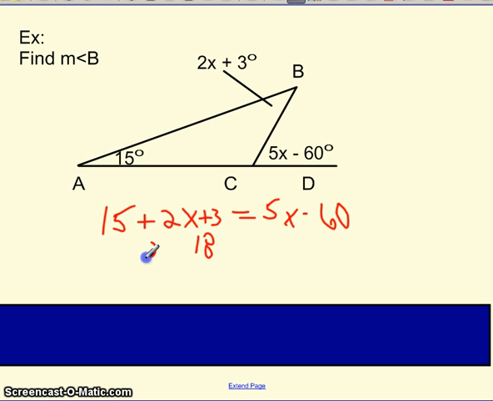I'm going to drop the 2x, and that's going to equal my 5x minus 60. So I need to bring the x's on the same side, so I'm going to subtract that 2x right over here from the 5x. This is going to give me 3x. I'm going to add the 60 over here to give me 78. Now I'm going to have to divide by the 3.